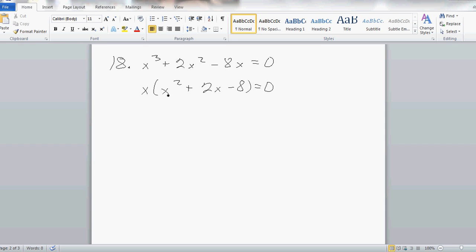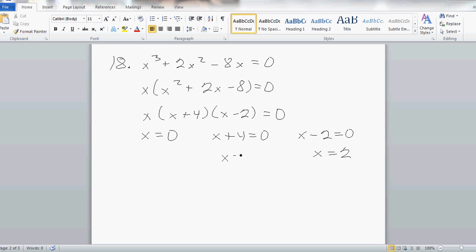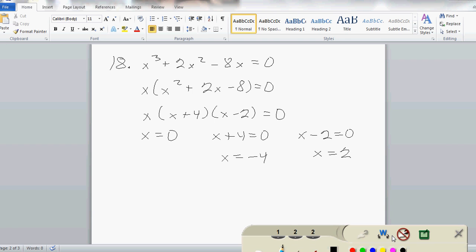And x squared plus 2x minus 8 will factor to x plus 4 times x minus 2, and set each one equal to 0. x equals 0, x plus 4 equals 0, and x minus 2 equals 0. So x might equal 2, x might equal negative 4, or x might equal 0. A quick check, you will see each and every one of these works.